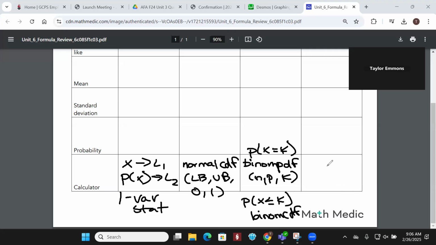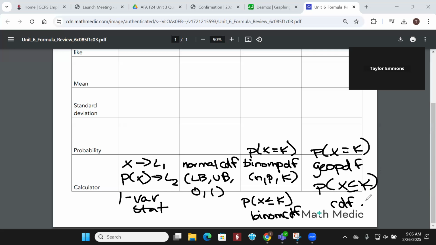All right, and then the last one, geometric PDF. That's when we're trying to find the exact value. If we want to do less than that value or equal to that value, then we're going to do CDF. Okay, we okay? Almost there. Is that helpful?